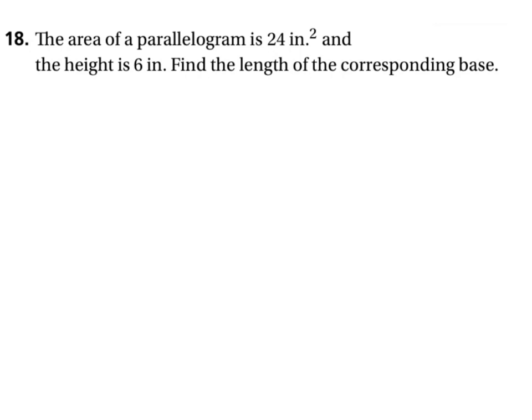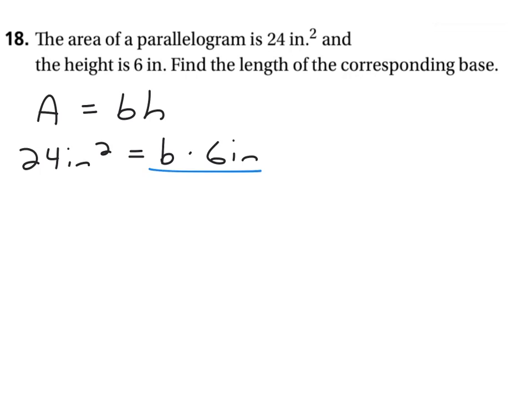Okay, area of a parallelogram is 24 inches squared and the height is 6. Well, we've got the area equal to the base times the height for a parallelogram. And if the area is 24 inches squared, then that's equal to the base times 6 inches. Then what we need to do to solve this is to divide both sides by 6 inches. Since that's being multiplied, that will cancel out. So we divide this by 6 inches as well.